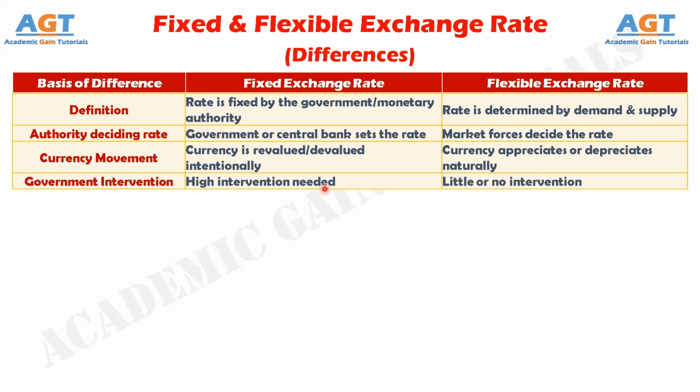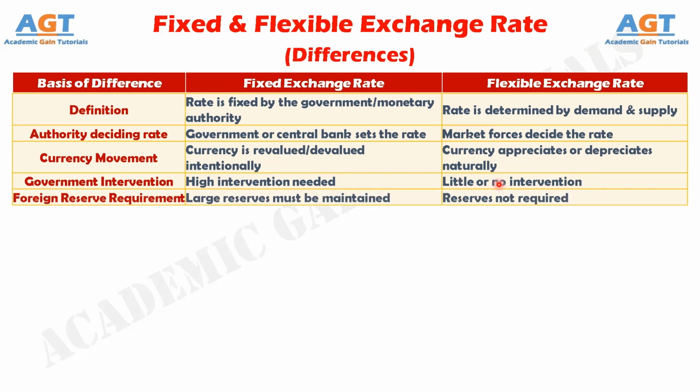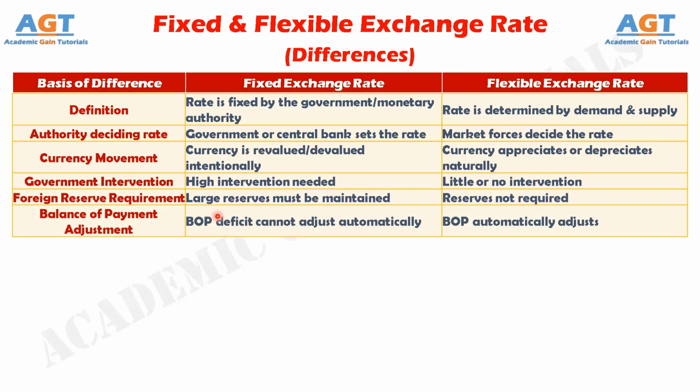Number 4. Fixed exchange rates require high government intervention, whereas flexible exchange rates operate with minimal or no intervention. Number 5. A fixed exchange rate requires maintaining large foreign reserves, whereas a flexible exchange rate does not require such reserves. Number 6. In a fixed exchange rate system, BOP deficits cannot adjust automatically, whereas in a flexible system, deficits or surpluses adjust on their own.